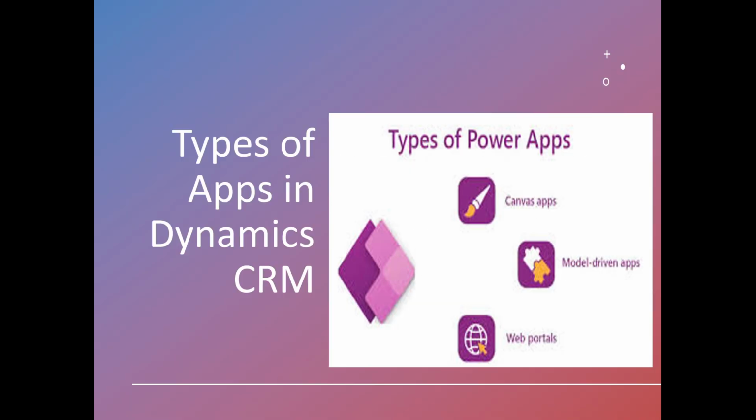So what are the different types of apps in Dynamics 365 CRM? We have three different types of Power Apps. The first one is Canvas app, model-driven app, and web portal.